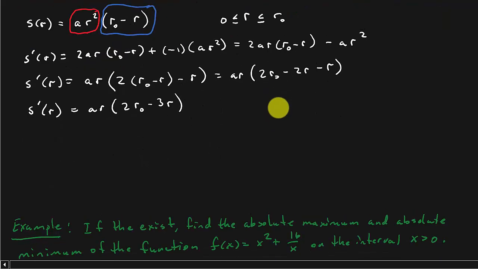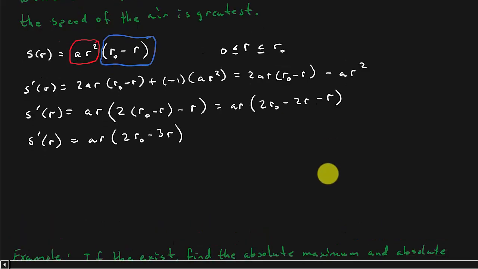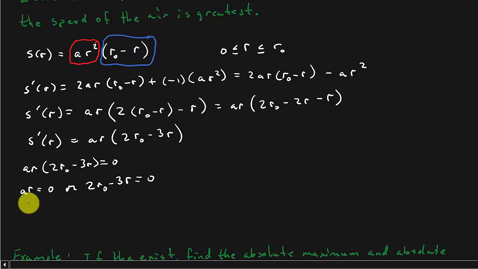So there's our derivative. So now we've got to take this, set it equal to 0. So we've got ar times 2r0 minus 3r equals 0. So ar equals 0, or 2r0 minus 3r equals 0. So here I get r equals 0. Here I get 2r0 equals 3r. So r is 2/3 r0.